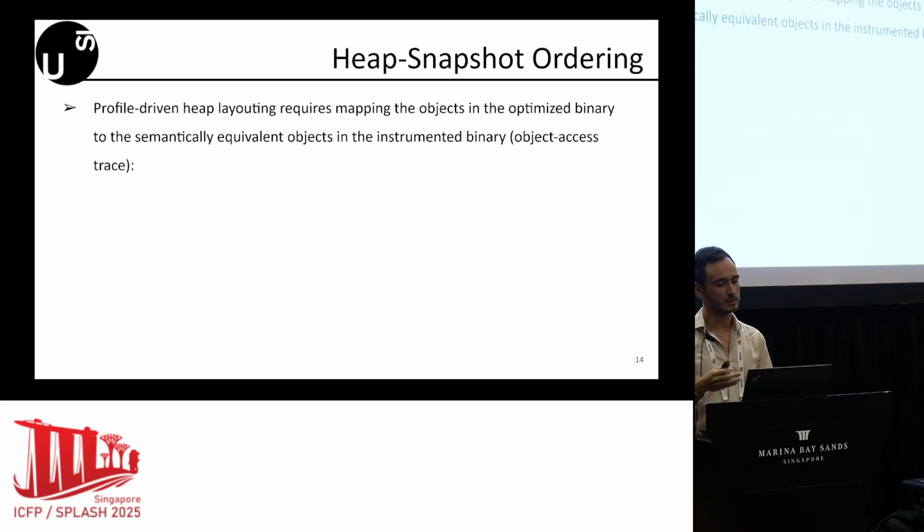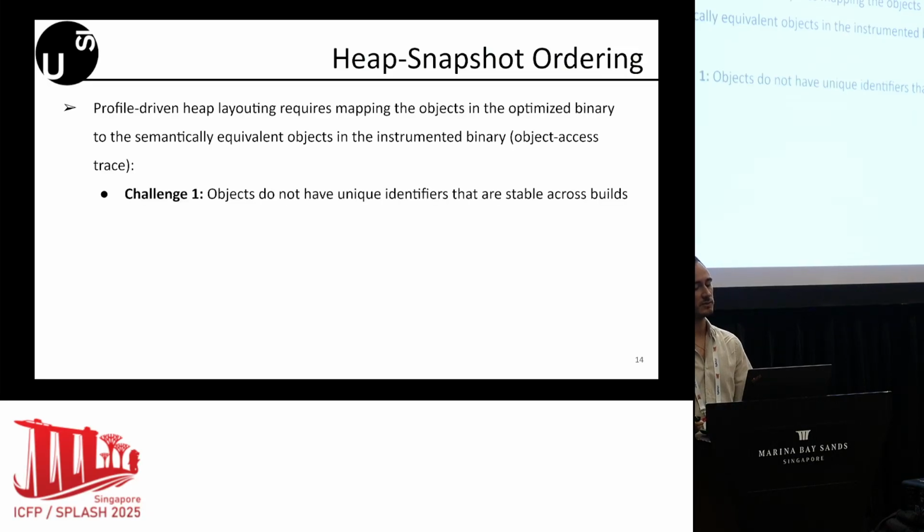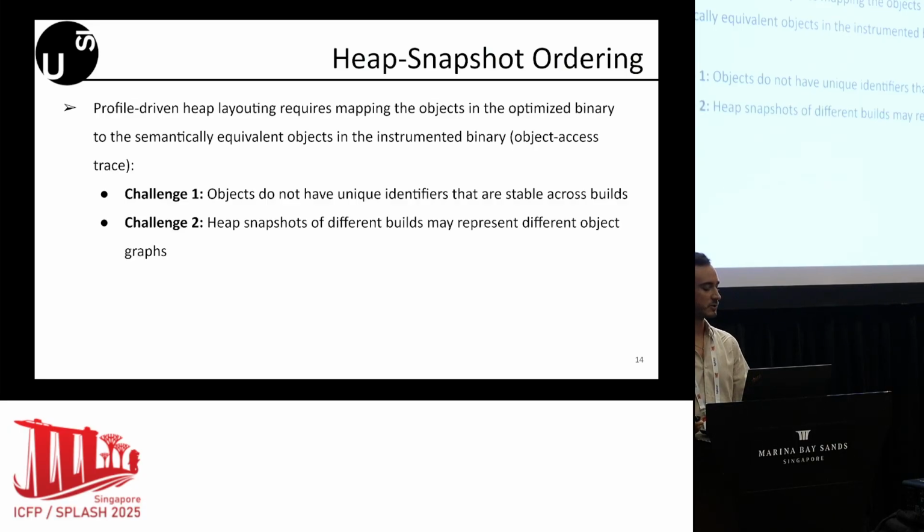The issue in this workflow, so in profile-driven heap layouting, is that this process requires mapping objects in the optimized binary to the semantically equivalent objects in the instrumented binary, and hence the objects that appear in the trace. This is challenging for two main reasons. First, objects do not have a unique identifier that is stable across builds, and second, the heap snapshot contents are not guaranteed to be the same across builds.